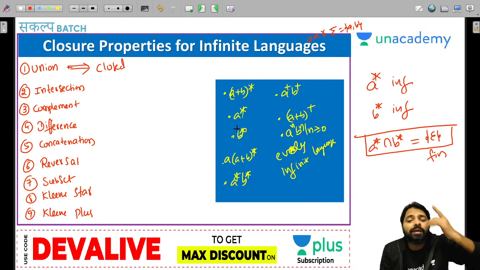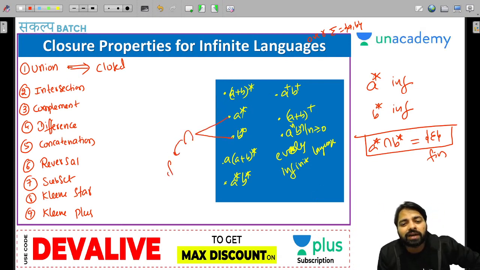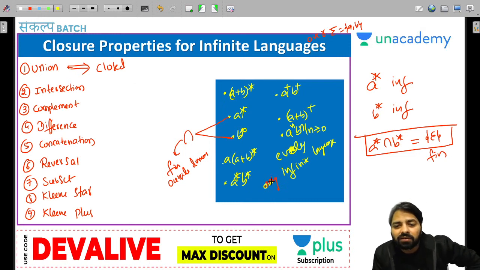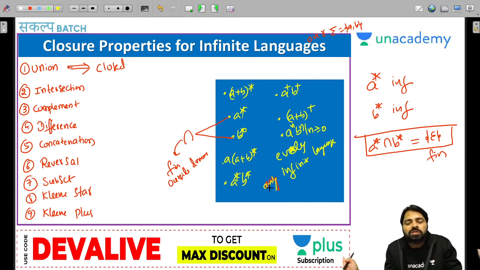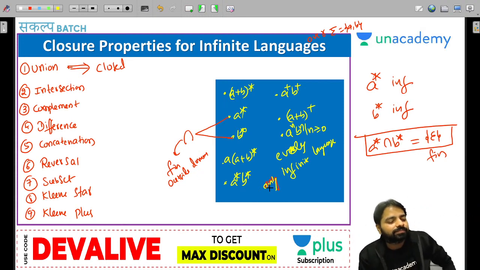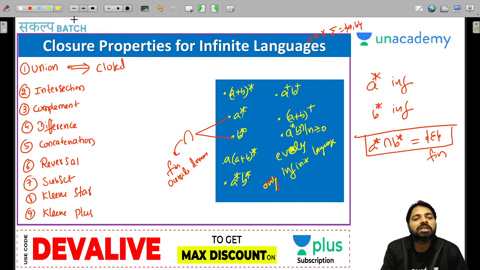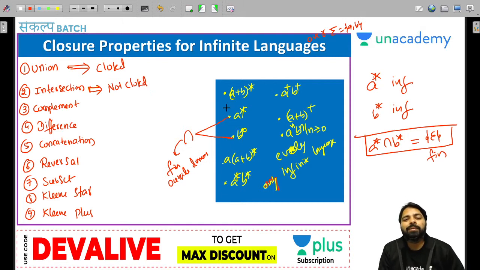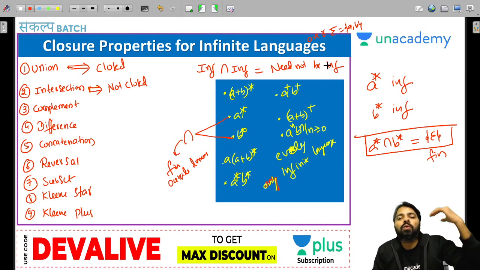That means you go outside the domain. If you apply intersection, the result is finite, outside the domain. The domain has only infinite languages, because our domain is for infinite languages. Come on, intersection is not closed, because I am giving an example. So the result need not be infinite. If anybody asks, infinite intersection infinite set, the result need not be infinite. Sometimes you may go inside, but I have a reason why you go outside the domain.